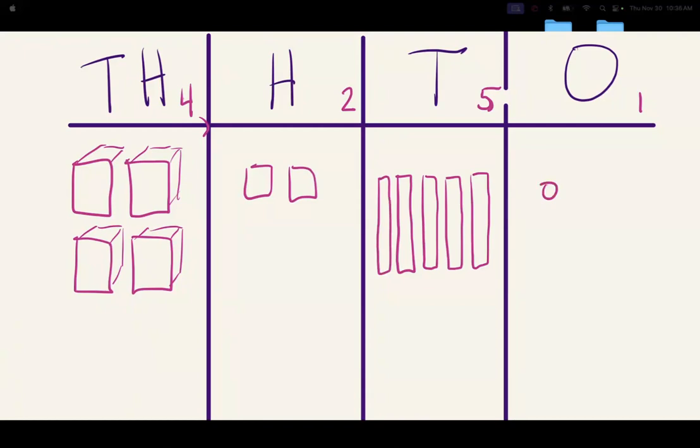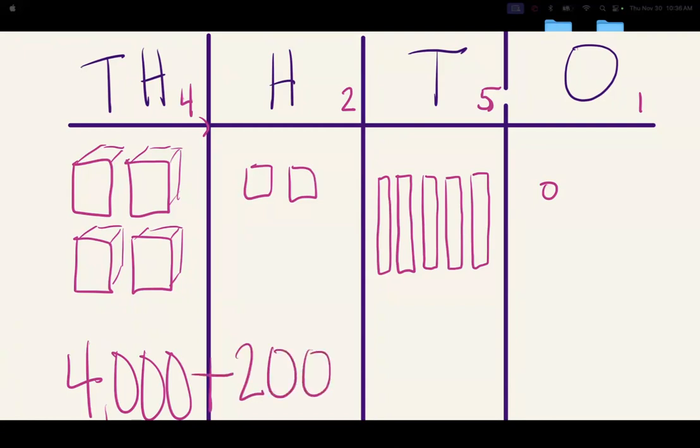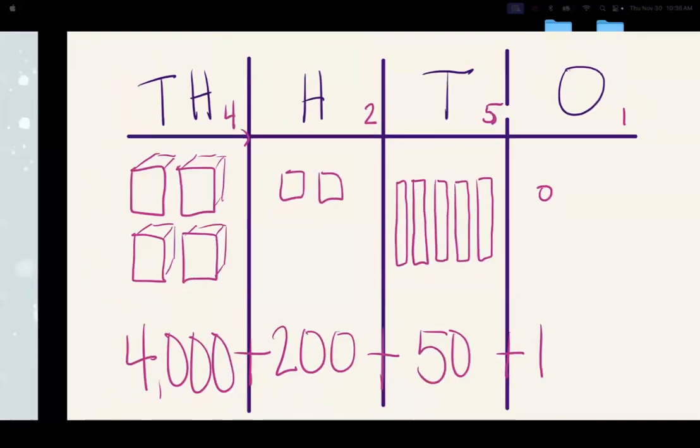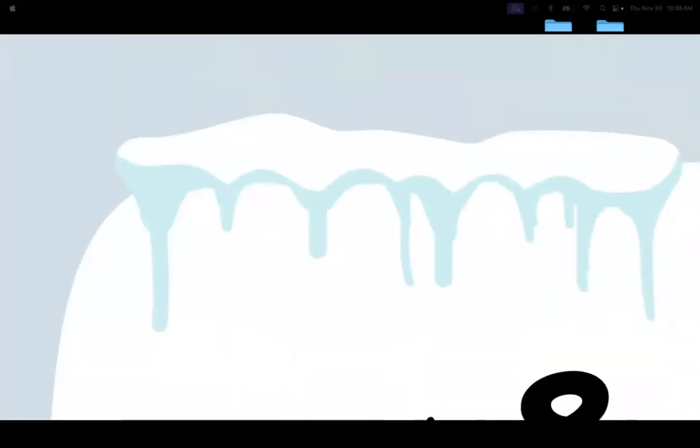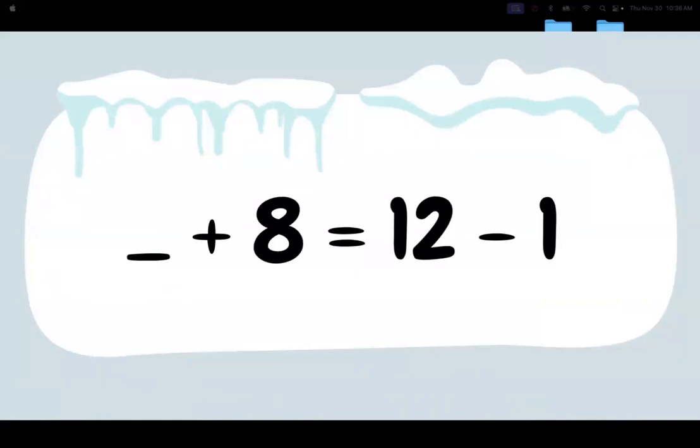And then we have ones cubed. So we have 4,000, 200, 50, and 1. My numbers today are sloppy. Good job, guys. 4,251. Good job. Okay, we're going to move on and play with a lot of numbers today.